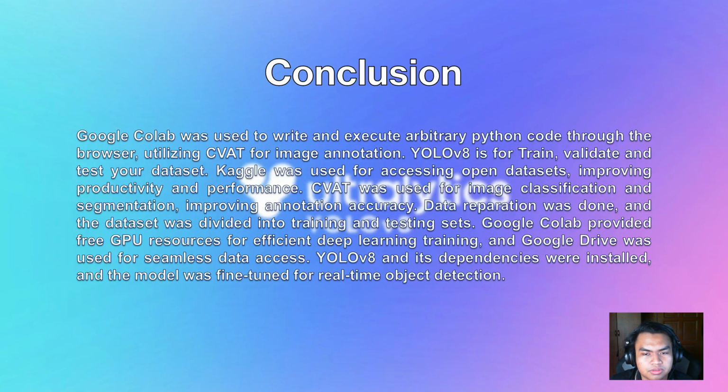CVAT was used for image classification and segmentation, improving annotation accuracy. Data preparation was done and the dataset was divided into training and testing sets. Google Colab provides free GPU resources for efficient deep learning training, and Google Drive was used for seamless data access. YOLOv8 and its dependencies were installed and the model was fine-tuned for real-time object detection.